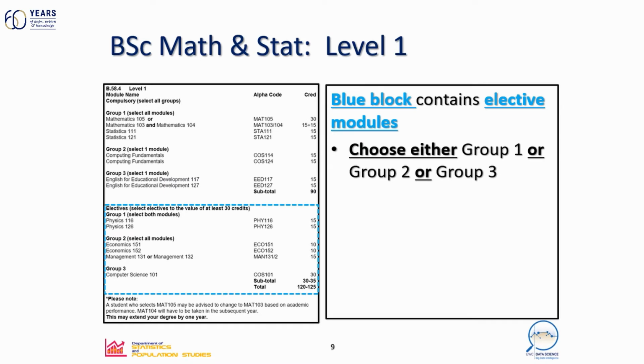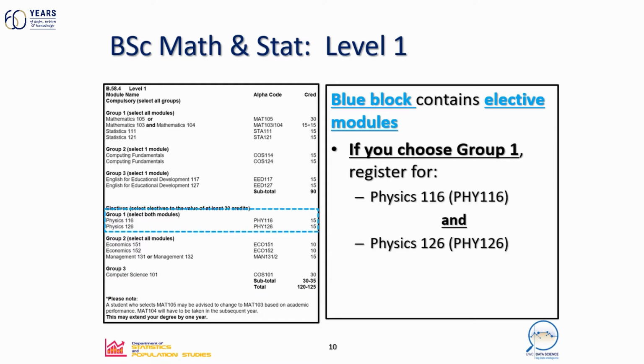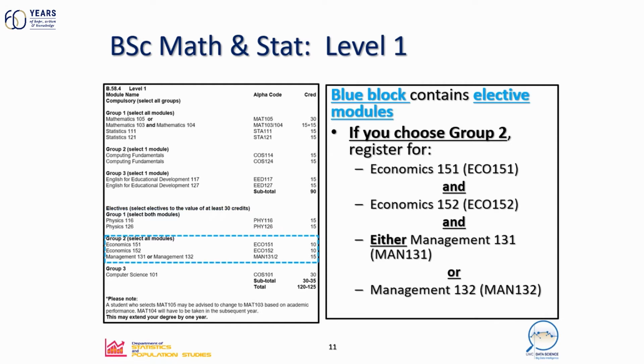Now we need to select 30 credits from the elective modules. These are all the modules in the blue block. You will either choose the modules in Group 1, or the modules in Group 2, or the modules in Group 3. If you are a whiz at physics, you could consider Group 1. Just make sure that you register for both Physics 116 and Physics 126. If you like keeping an eye on those economic indicators reported every night after the news, you could consider Group 2. Here you will register for Economics 151 and Economics 152.